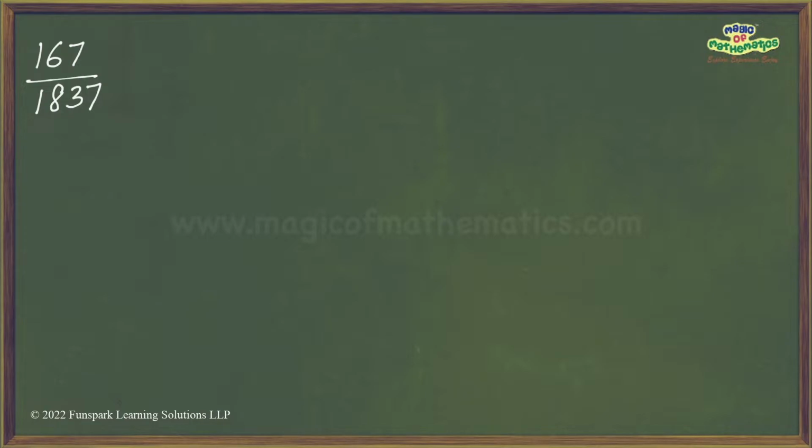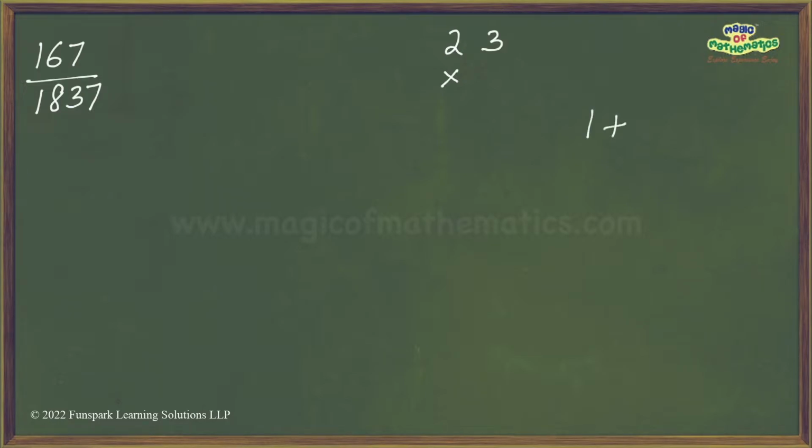Instead of examining each prime number starting from 2 to see if it is a common factor, I will find out the prime factors of one of the numbers and then see if any of these factors divides the other number. It makes sense to take up the smaller number 167 and prime factorize it. Let us do that. 167 is odd, so it is not divisible by 2. Let us try 3.